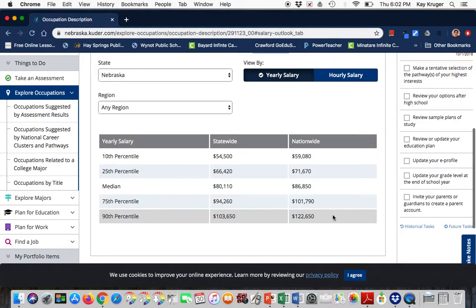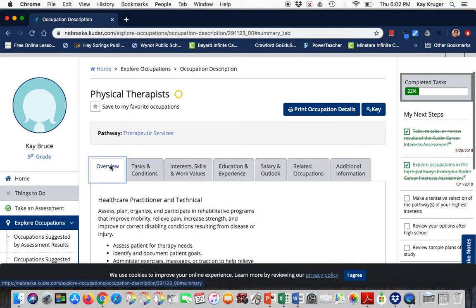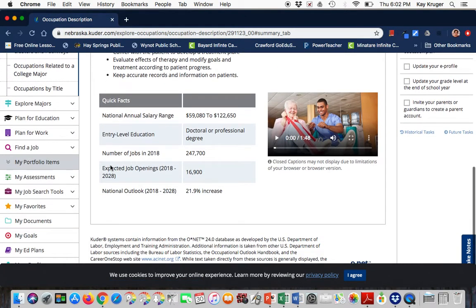So you can see that sometimes the national wage is higher than the Nebraska wages, but you have to consider that living in Nebraska is less expensive than living in other parts of the U.S. too. So that might be an advantage. When you're looking at the number or the outlook, go back to the overview page, and there is that number of job openings that they expect in the next 10 years. Here is the percentage of increase.